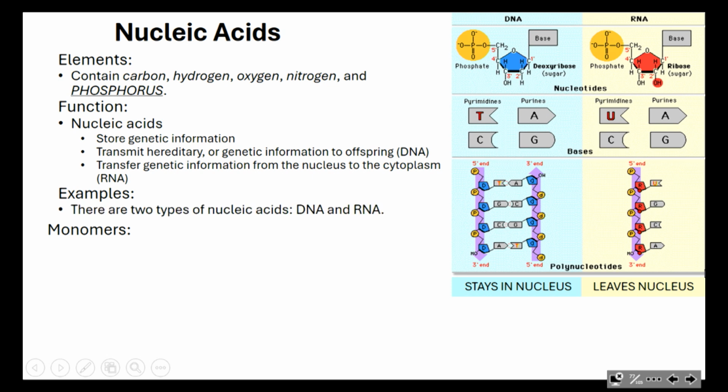That's right, you have DNA and RNA. Again, DNA stands for deoxyribonucleic acid, so nucleic acid is right in the name. RNA is ribose nucleic acid. So those are two examples of nucleic acids that are very, very important.